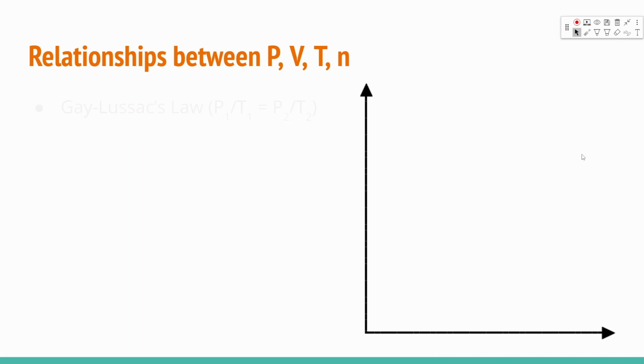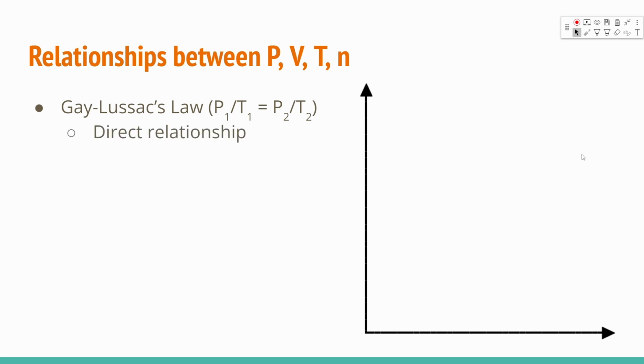And then the last one is Gay-Lussac. And so we're relating pressure to temperature. And so this is also a direct relationship. So if I have pressure over on the y-axis and I have temperature on the x-axis, then I'm going to have a straight line because, again, direct relationship. As pressure increases, temperature increases.